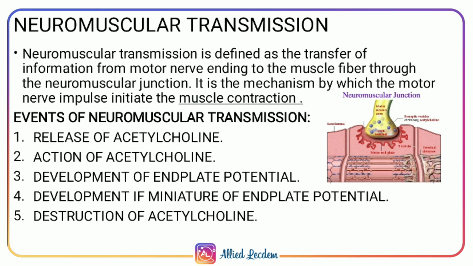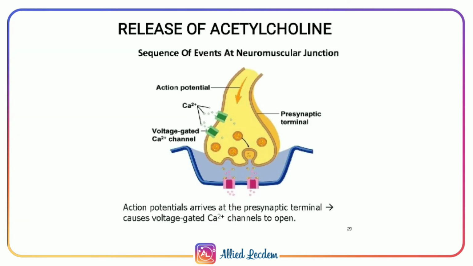What is the function of neuromuscular transmission? When information is transferred from a motor nerve to a muscle fiber to initiate contraction of the muscle, it is brought about by neuromuscular transmission. How is this brought about? It is brought about by five events, namely release of acetylcholine, action of acetylcholine, development of end plate potential, development of miniature end plate potential, and finally destruction of acetylcholine. First, we'll see the release of acetylcholine.